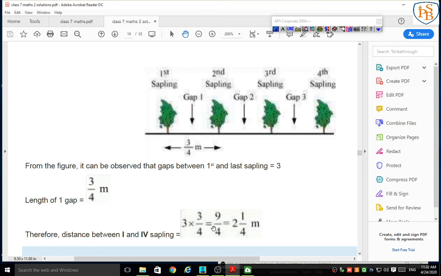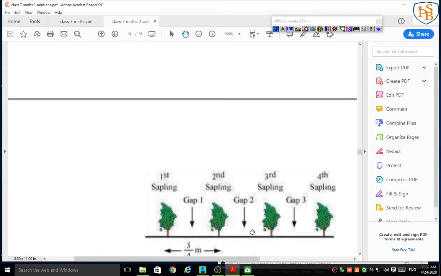So when we subtract the 8 from 9, we get 1. So our mixed fraction is 2 and 1 upon 4 meter. Do you get this, students?